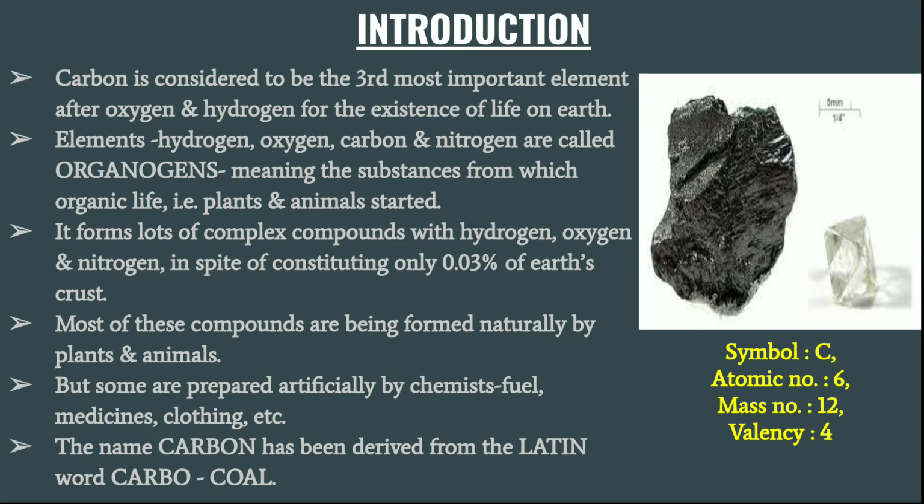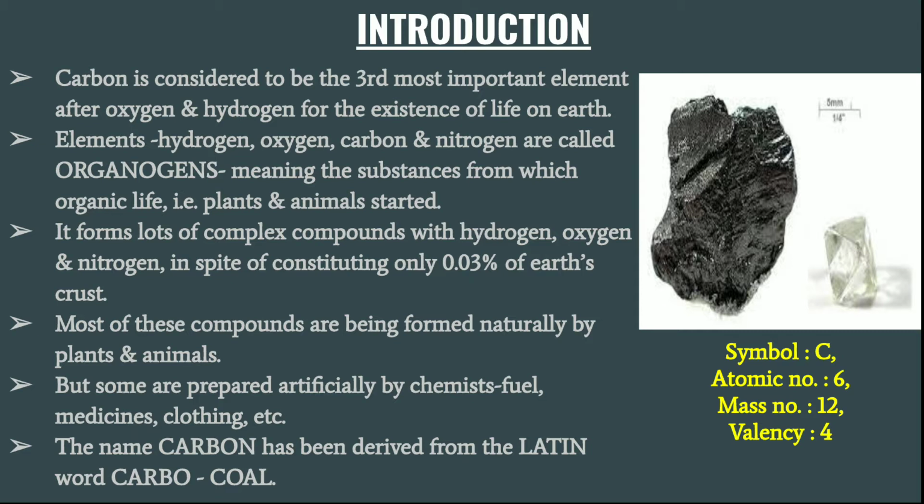So we come to the introduction of this chapter first. What is carbon? We know it's an element. It is considered to be the third most important element after oxygen and hydrogen, which is required for the existence of life on earth. Elements like hydrogen, oxygen, carbon, nitrogen are all called organogens. Why is it named so? Because it means the substance from which organic life, that is plants and animals, have started. That's why these elements, hydrogen, oxygen, carbon and nitrogen, are known as organogens.